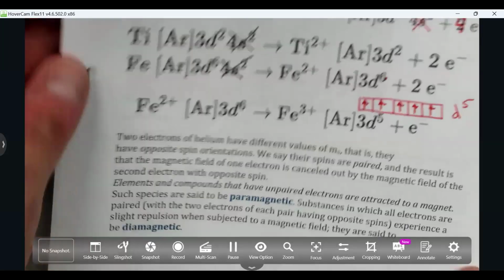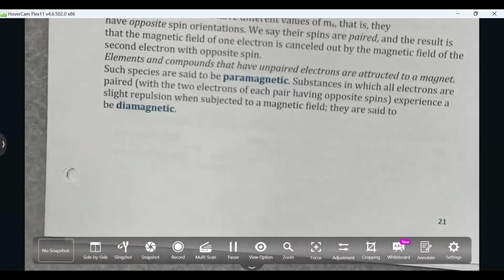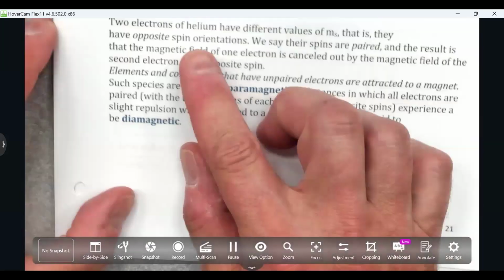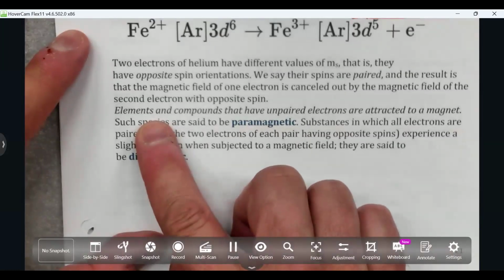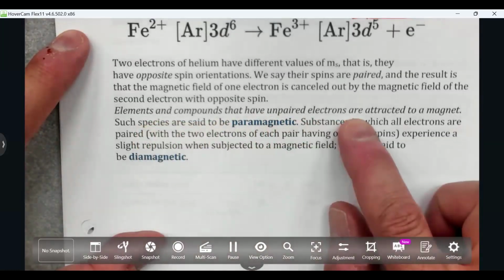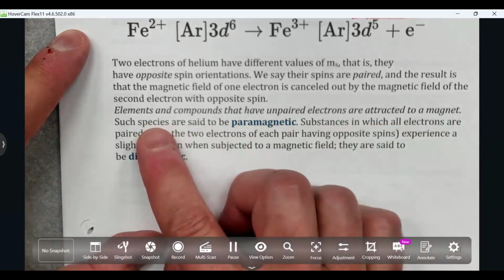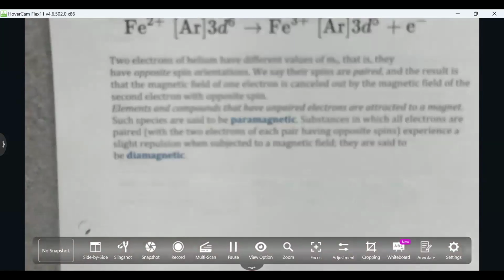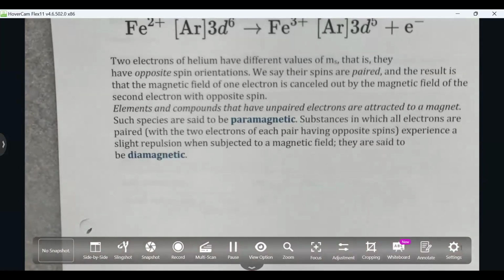Okay, we know that if we have 2 electrons in the same orbital, they have opposite spins, correct? And remember, this spin aligns with a magnetic field. I think elements and compounds that have unpaired electrons are attracted to a magnet. Such species are said to be paramagnetic. Substances in which all electrons are paired, with the 2 electrons of each pair having opposite spin, experience a slight repulsion when subject to a magnetic field. They are said to be diamagnetic.